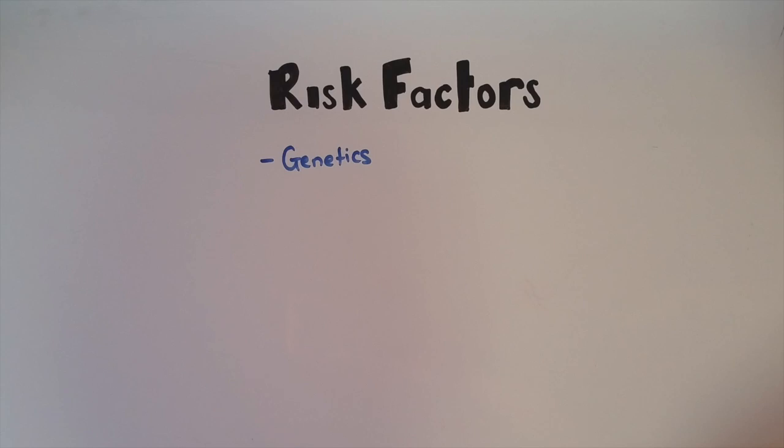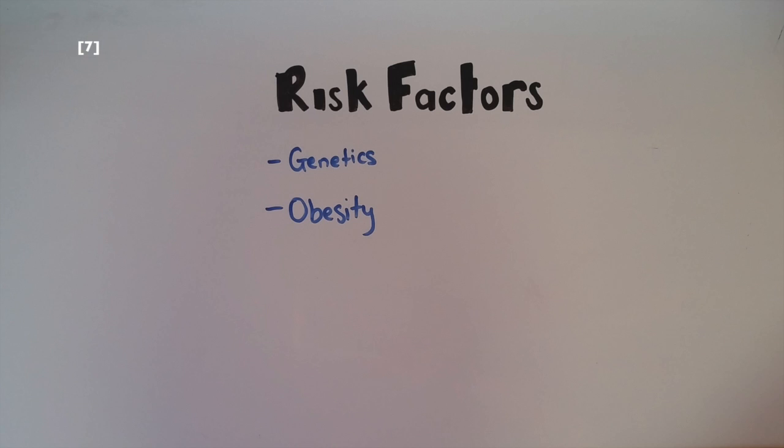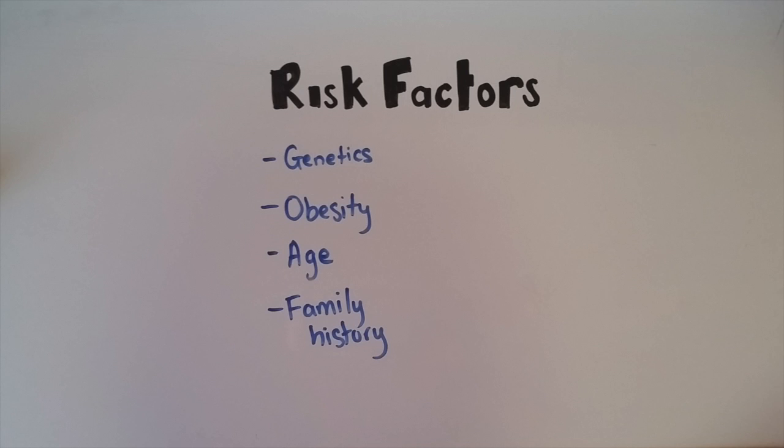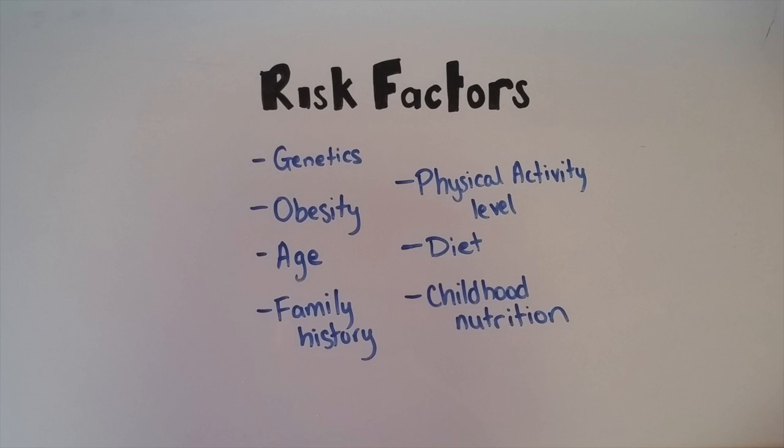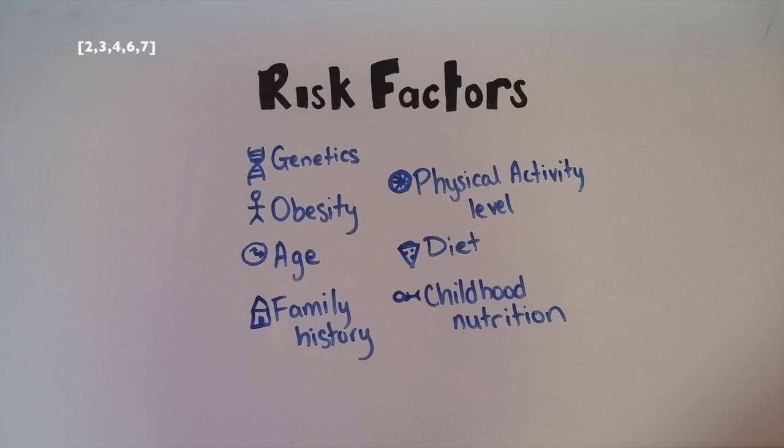In 2014, a study suggested that individuals with type 2 diabetics as parents have a 40% increased risk of developing the condition themselves. Other risk factors include obesity, as central adiposity increases the risk of insulin resistance, age, family history of diabetes, level of physical activity, diet, and childhood nutritional intake, as well as socioeconomic status and ethnicity. It is theorized that interactions between these factors provide an explanation for type 2 diabetes risk.